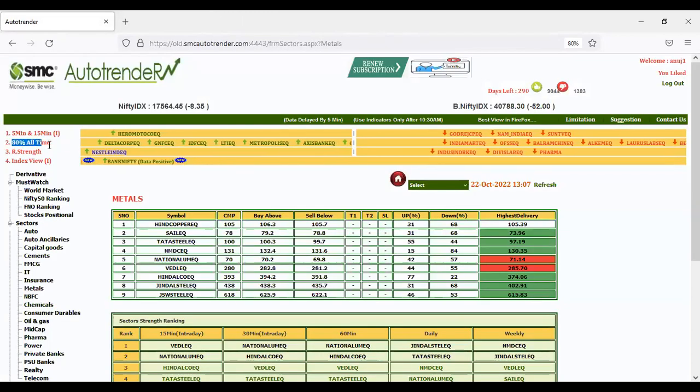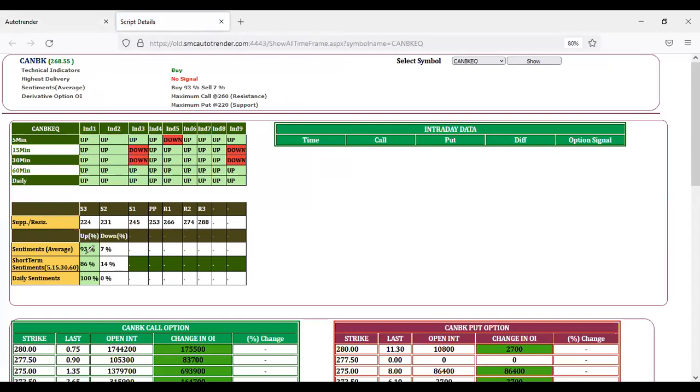Now coming on to the second screener, which is 80% all time. 80% all time means that for the stocks which are coming in this screener, either the up percentage or the down percentage has never dropped below 80%. Say for example, CanBank. This particular average, which is indicating 93% at the end of 330, has never dropped below 80%. So this is a good sign. This is a sign of confidence that you can take it on a positional basis also, say for BTST or for a short-term positional trade. Because the sector to which CanBank belongs is also very good on a medium-term to long-term structure. So you can take it as a positional trade.